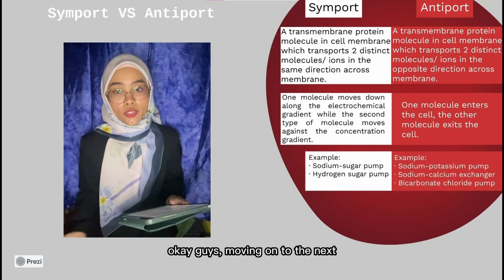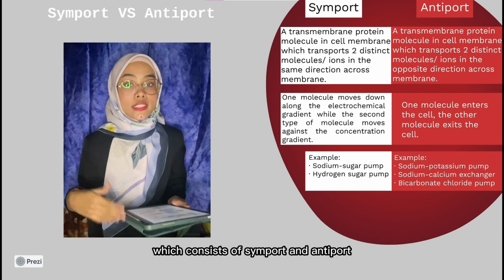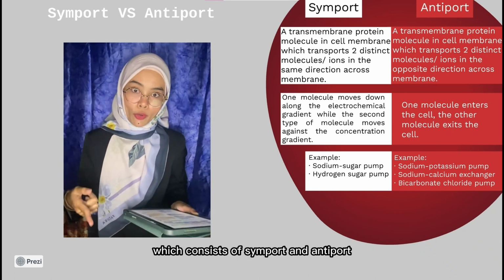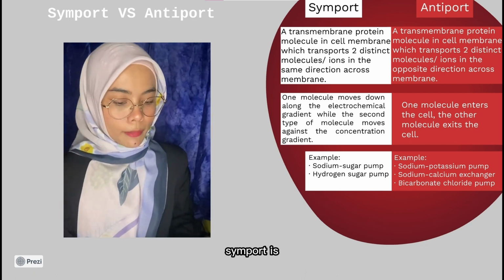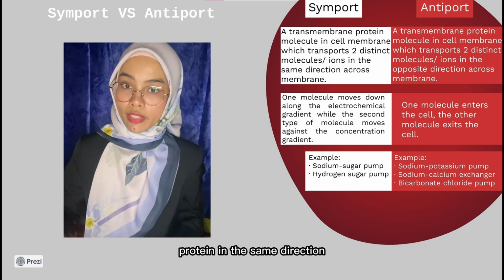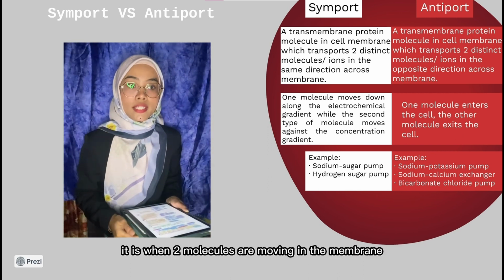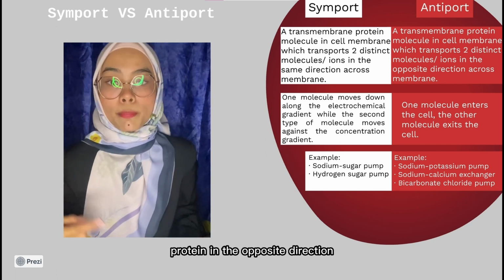Okay guys, moving on to the next interesting part of this topic, we have two types of co-transport, which consist of symport and antiport. So what is symport? Symport is when two molecules are moving through the membrane protein in the same direction, while antiport is when two molecules are moving through the membrane protein in the opposite direction.